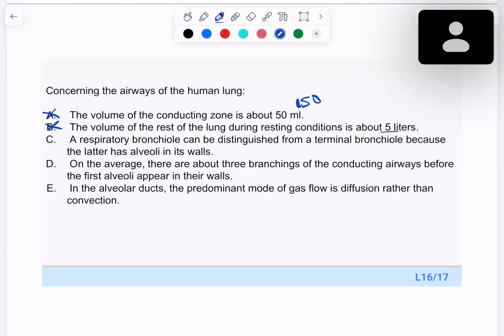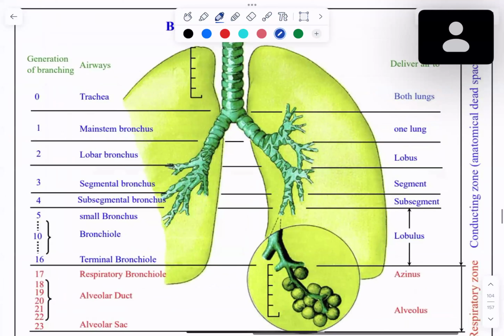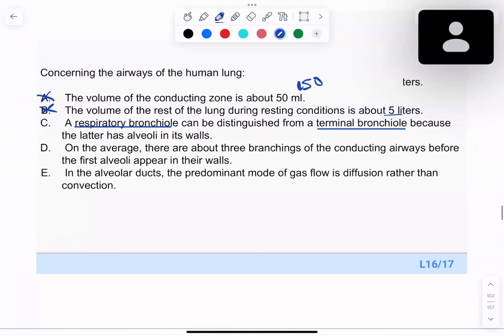Next, you said C. A respiratory bronchiole can be distinguished from a terminal bronchiole because the latter has alveoli in its walls. What this is telling you is that the terminal bronchiole is the one that has alveoli in its walls. But which of these do you think has the alveoli? It is not the terminal bronchiole, it is the respiratory bronchiole. I think I have a picture somewhere here. Okay, here, you see? So these are the terminal bronchioles. They don't have alveoli. The alveoli start here at the respiratory bronchioles. So that would mean that C is also wrong.